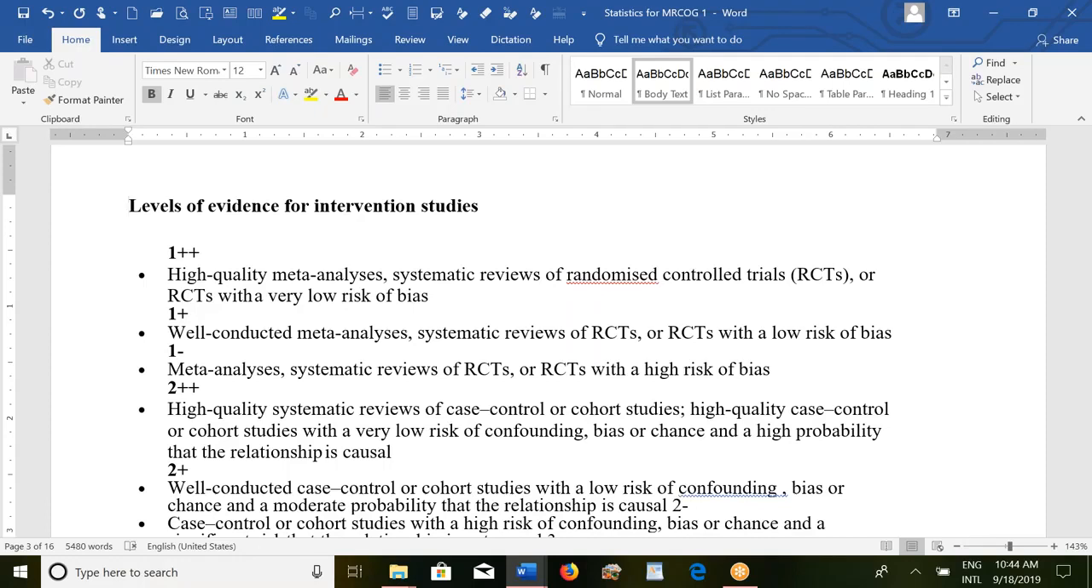If we have a meta-analysis. What is a meta-analysis? When you are answering one question and you are getting results from many studies and you are combining them, that is a meta-analysis. Then systematic reviews of randomized controlled trials. What is a systematic review? It is a review of the studies, and this is a review of the randomized controlled trials, or randomized controlled trials with a very low risk of bias. Bias means that we are not bending towards one opinion.